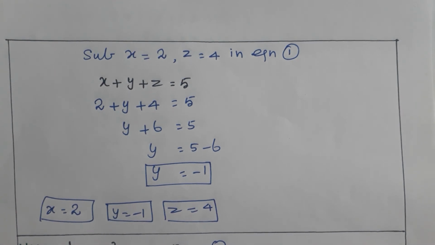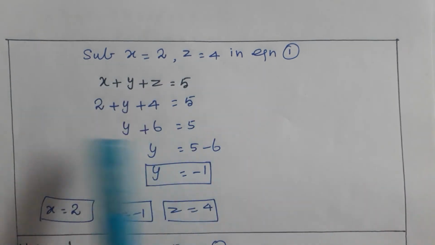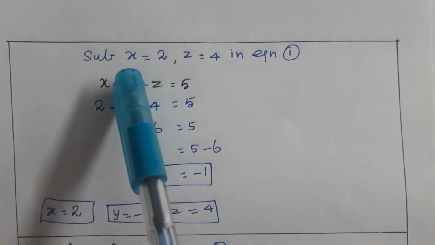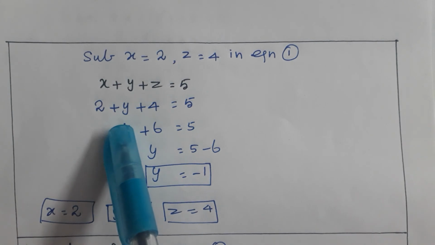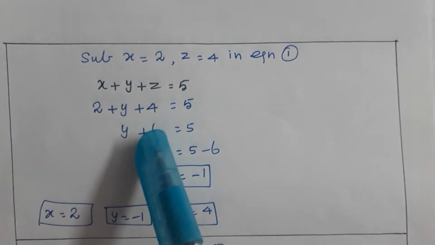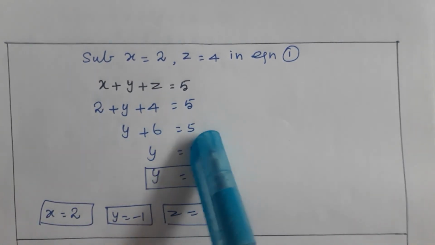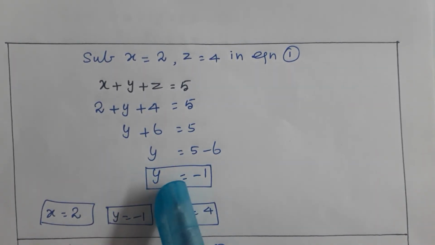x plus y plus z is equal to 5. This is an easy equation because everywhere we have 1, 1, 1. So we can easily substitute and find the value. x is nothing but 2. y you write as it is because we are going to find the value of y, and z we got as 4, is equal to 5. Then 2 plus 4 is 6. y plus 6 is equal to 5.